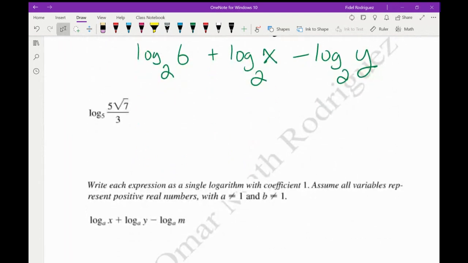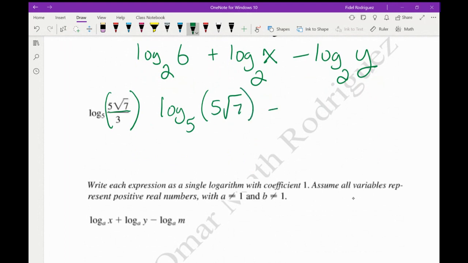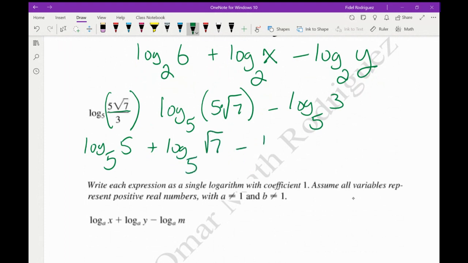And so for the next one, I'm going to go about it exactly the same way. So I'm going to think about this as being in parentheses, okay? So remember we said if we're dividing, we're going to subtract. So I'm going to rewrite this as the log base 5 of 5 square root of 7 minus the log base 5 of 3. Okay. And then I'm going to do the same thing here. I'm going to think about this as being multiplied. So I'm going to write this as the log base 5 of 5 plus the log base 5 of the square root of 7 minus the log base 5 of 3.